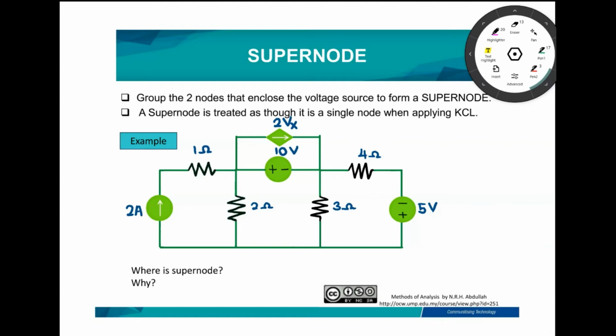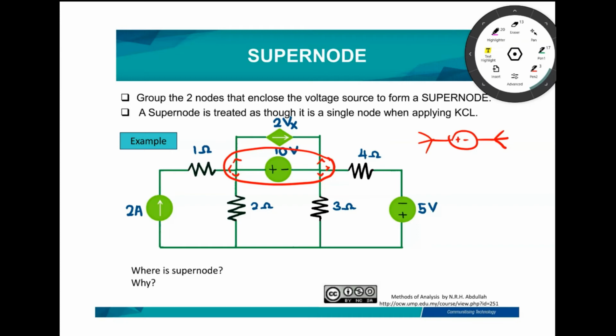Referring to this circuit, as you can see, the supernode must look like this one. There is some branch here. So if you look at the circuit, the supernode is here. There are these branches that exit from the nodes.